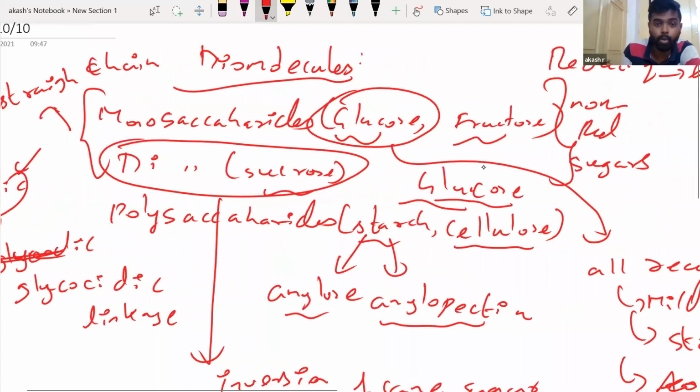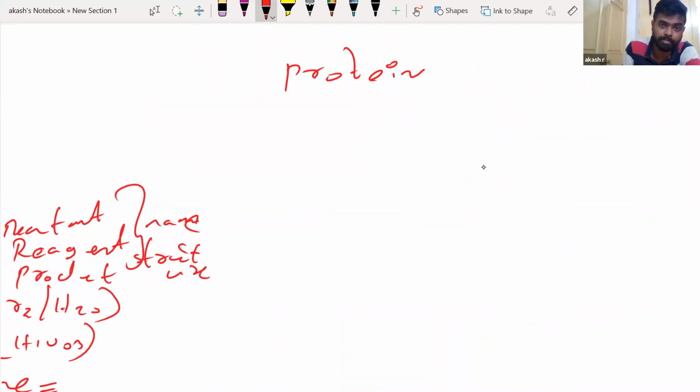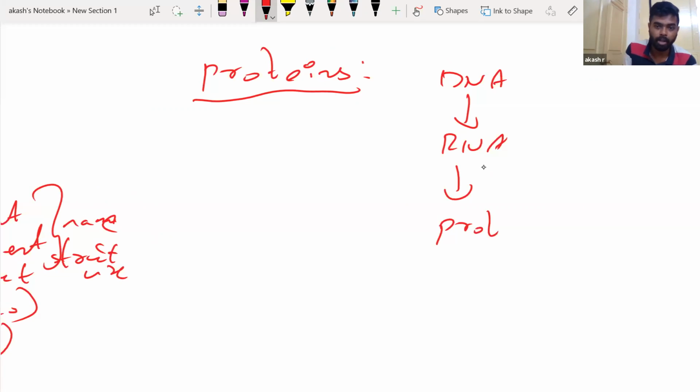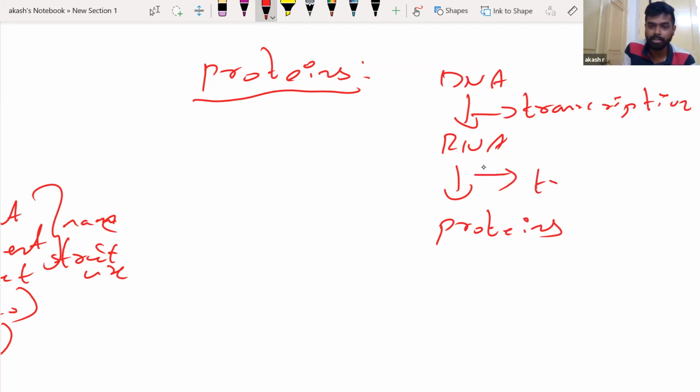So today we will move on to proteins. Last class, I told you about how a biological system works. A biological system works on a particular baseline. First, I have the DNA. DNA gets converted to RNA, and RNA gets converted to proteins. We all know this. DNA to RNA is called transcription, and RNA to proteins is called translation.